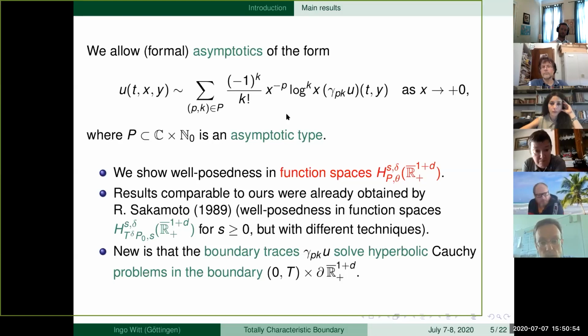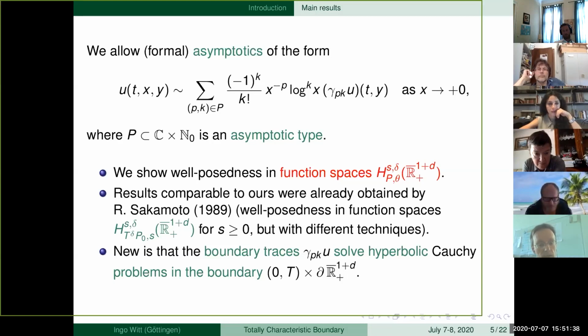So I'm going to introduce certain spaces H to the s, delta, P, zeta, depending on 4 parameters, on this closed half space, where s is Sobolev regularity, delta is some basic weight or conormal order, P is this asymptotic type, which basically collects the p's and the k's appearing here. And zeta is some improvement in the weight, basically subtracting these asymptotic terms from the solution. We improve that conormal order from delta to delta plus zeta. So zeta is a non-negative number.